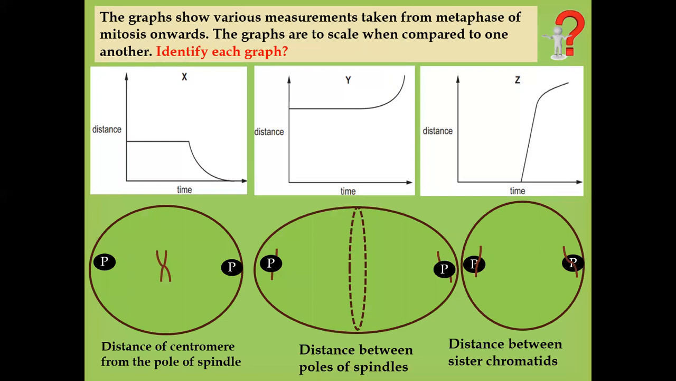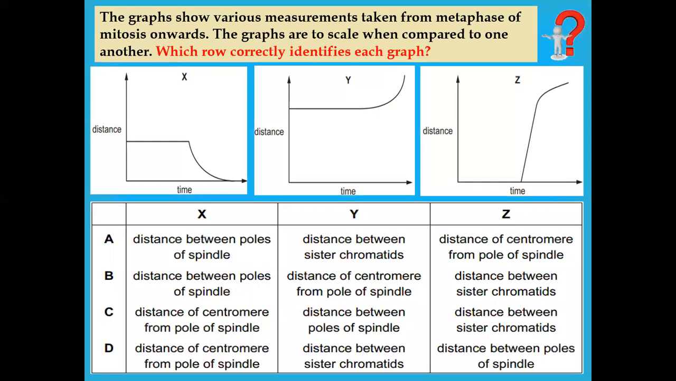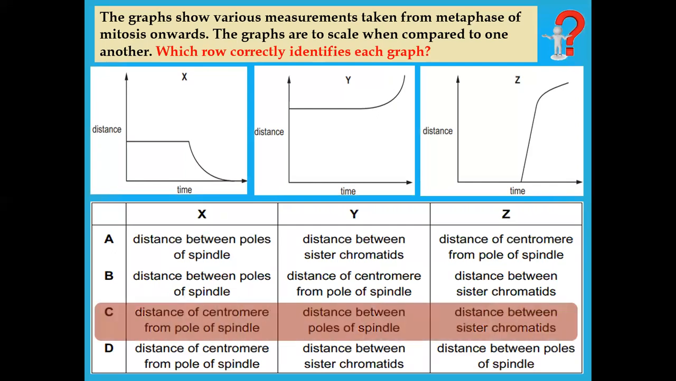So here, the distance of the centromere from the pole of the spindle is represented by the X graph, while the distance between the poles of the spindle is the Y, and the distance between sister chromatids is Z. So here is the original question. We are going to move toward the original question. The answer will be C. The X represents the distance of the centromere from the pole of the spindle.